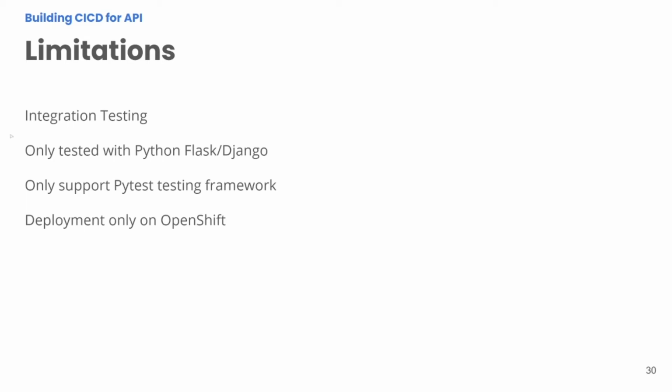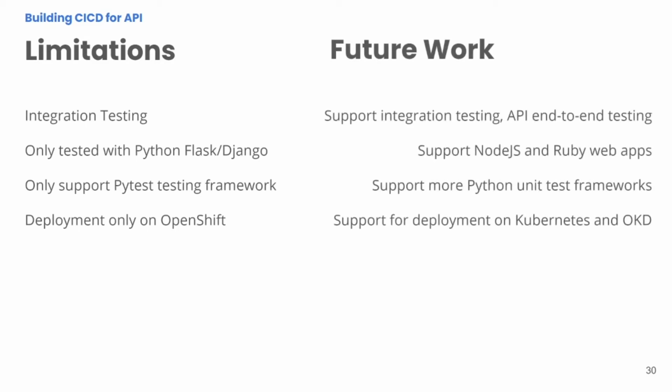This is fine for simple APIs like the ones we work with in this project, but for larger projects, more integration testing is necessary. Our app has only been tested with Python web apps. So far, our unit tests are running on PyTest only. We can only target deployments onto OpenShift instances. We can address these limitations in future work.